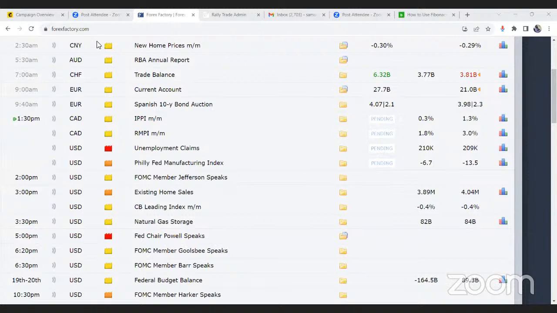Okay, pending. What do we have? Okay, so I think this is good for the dollar. We have it around 198,000, which is a reduction in unemployment rates, right? So let's look at how the market is responding to that.